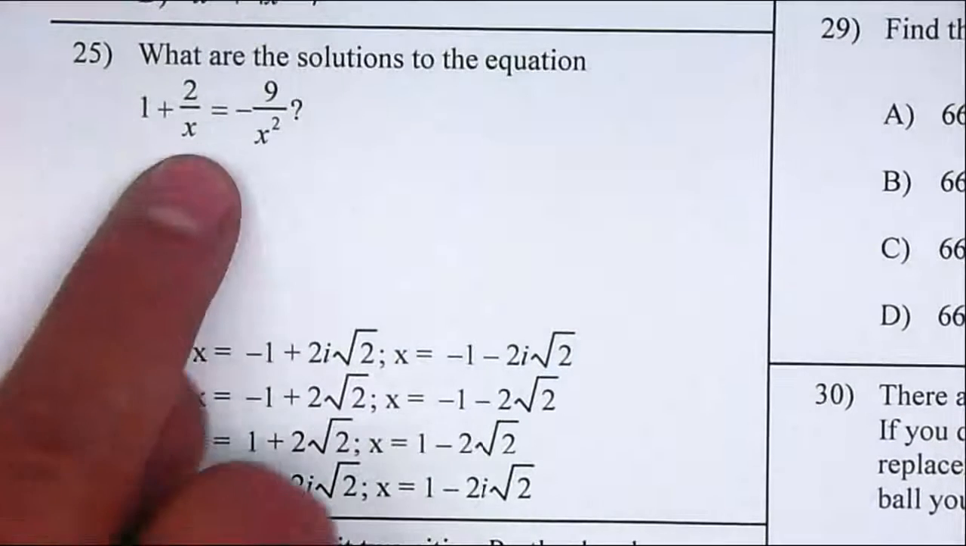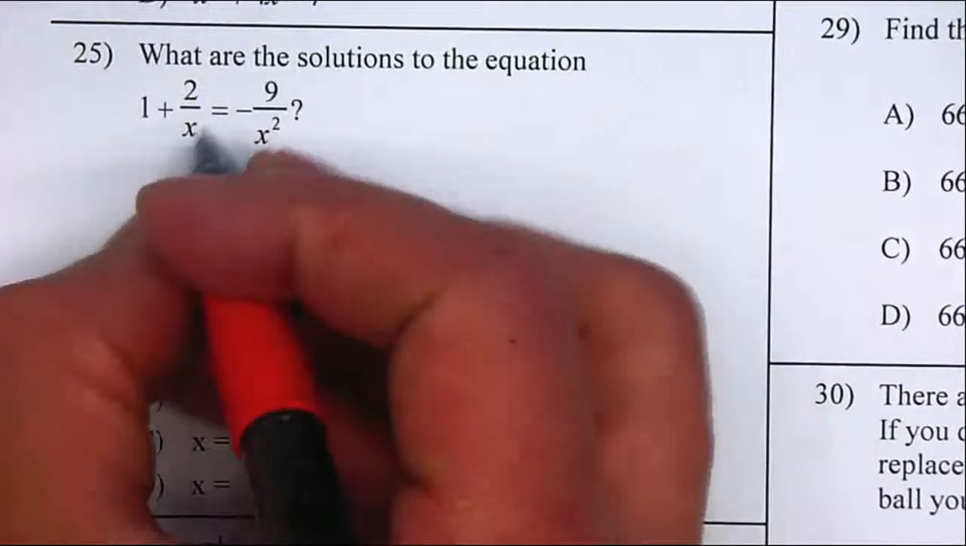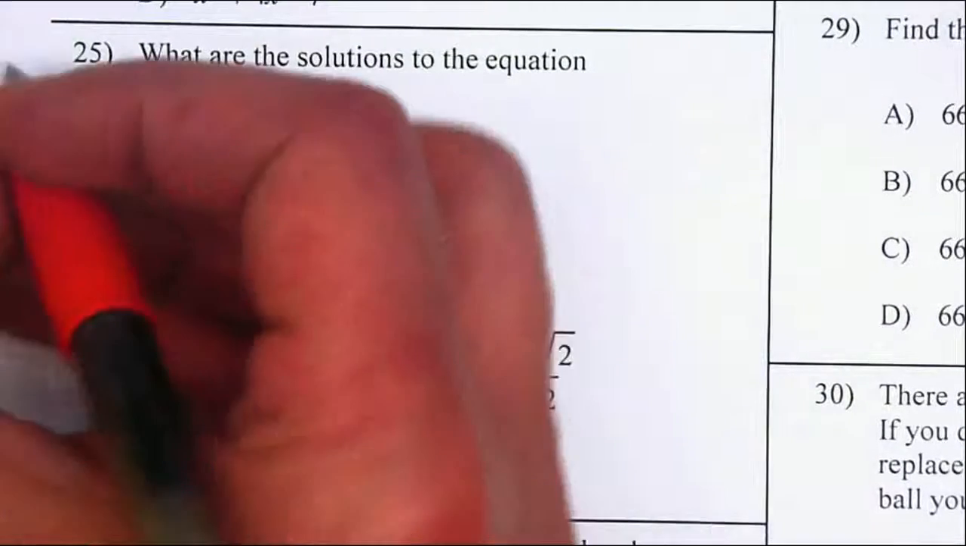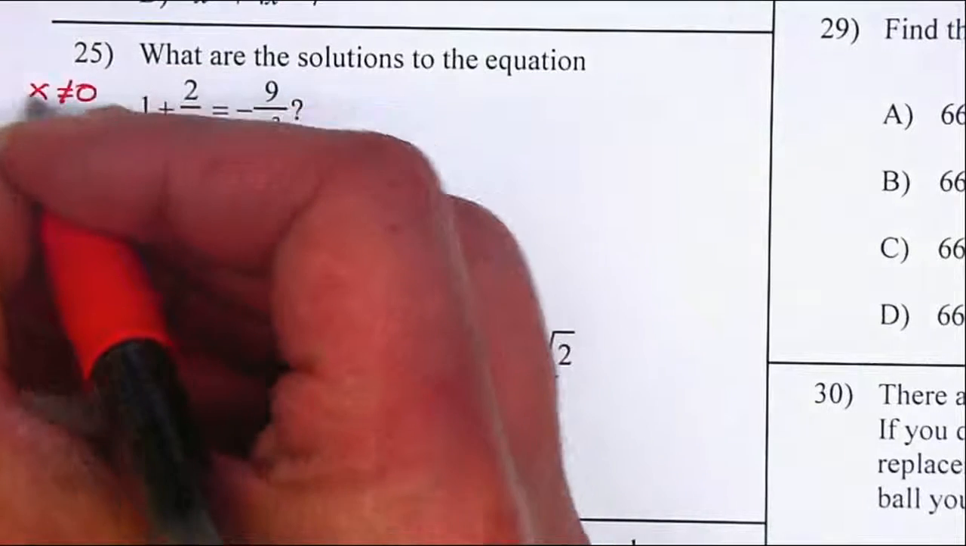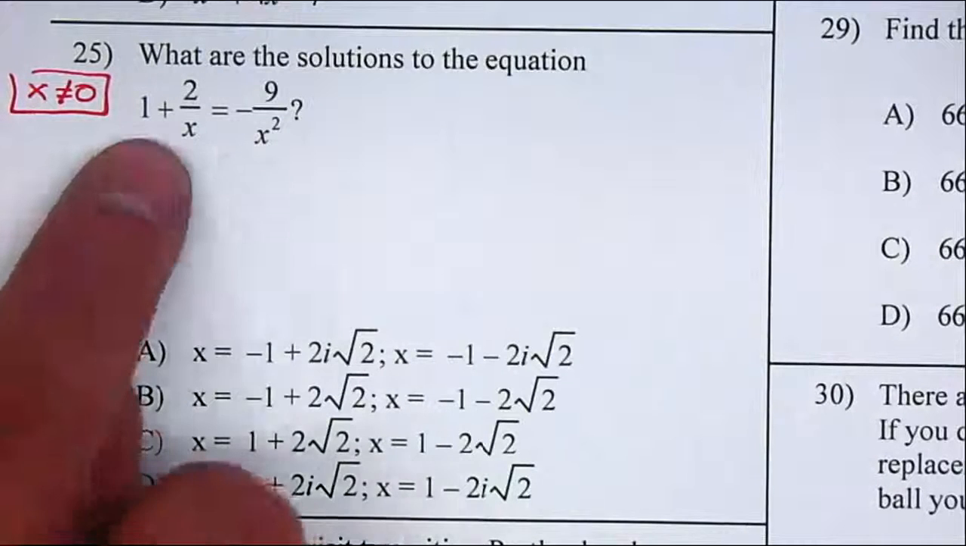Now, if you notice, we do have a variable as part of the denominator. So I know that I'm going to have a restriction. I know the denominator cannot be 0, so x cannot be equal to 0. That should be the first thing that you notice. Second, I want to get rid of the denominator.